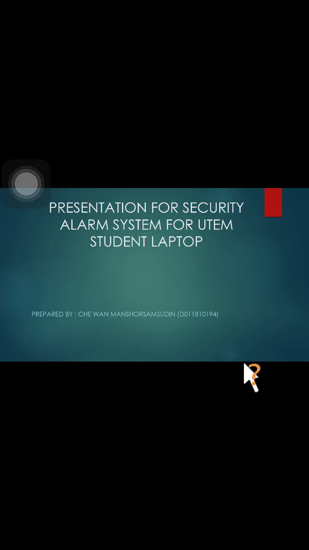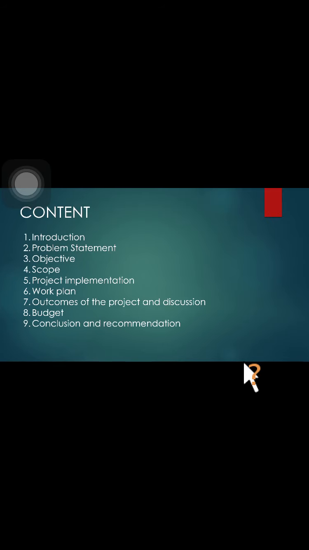D0118109194. Today I am going to present about my final year project entitled Security Alarm System for UTM Student Laptop. In this presentation, I will talk about the introduction, the problem statement, objective, scope, project implementation, work plan, outcomes of the project and discussion, budget, and conclusion and recommendation.